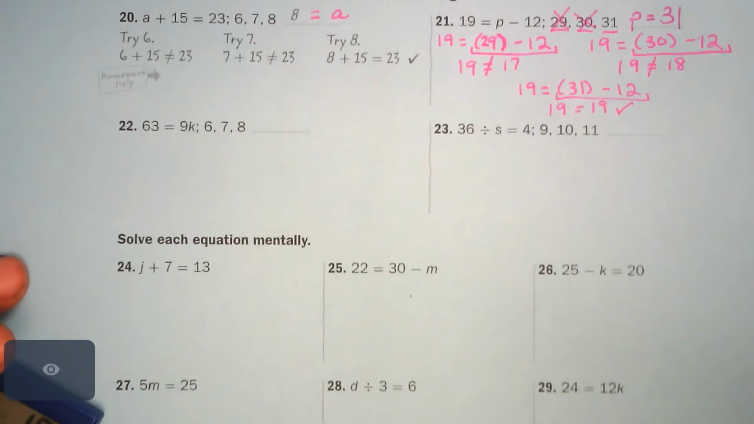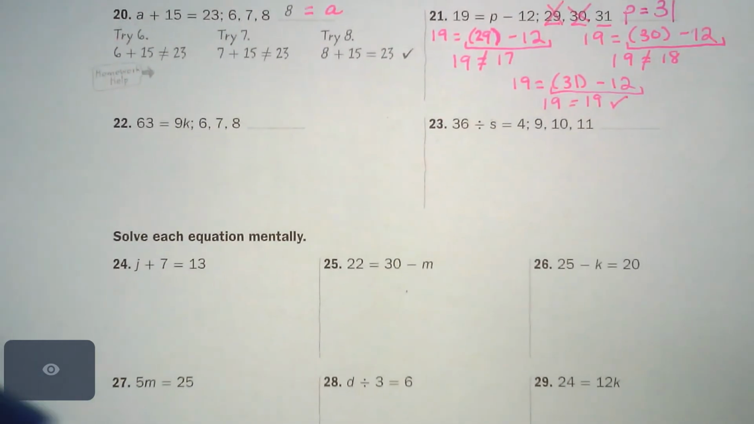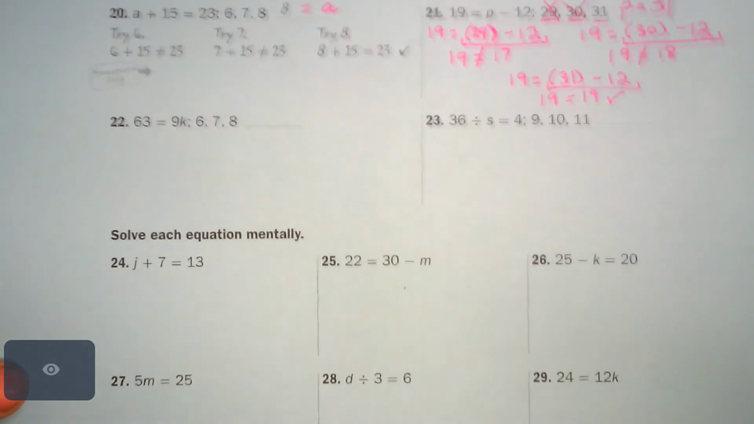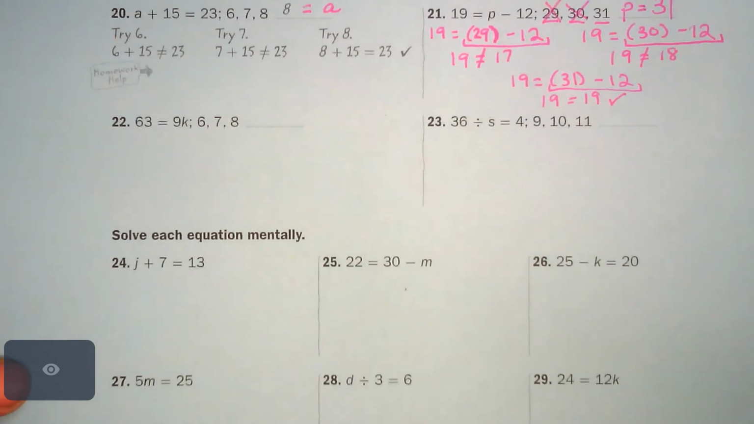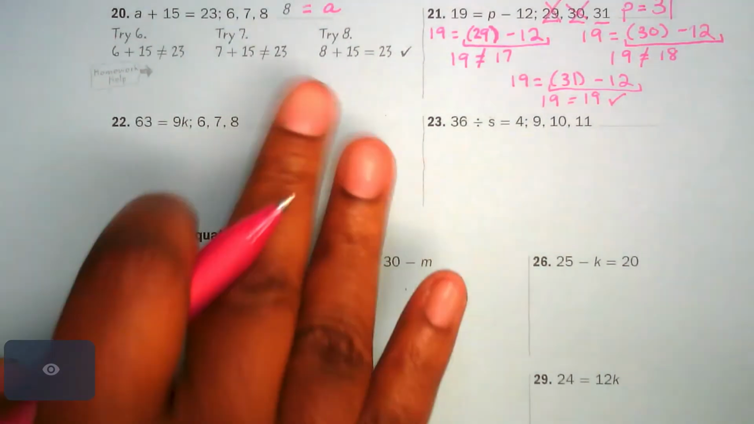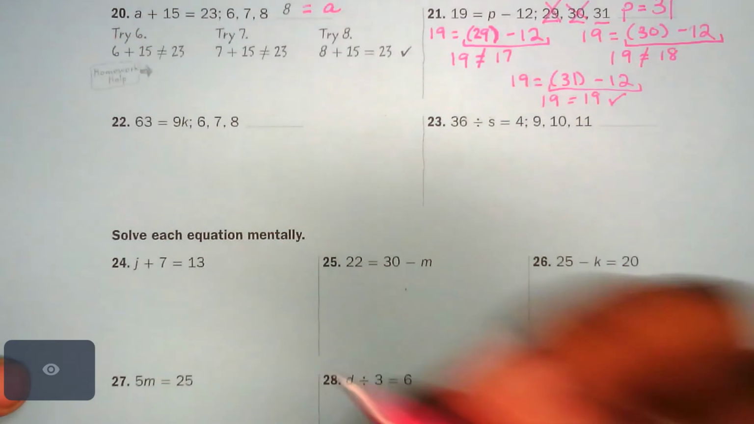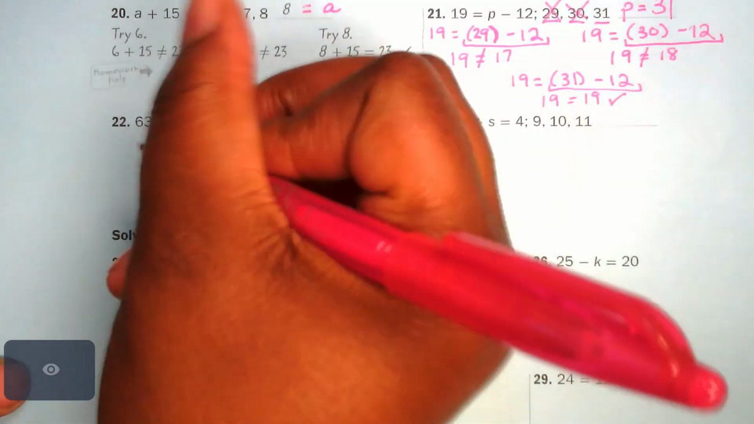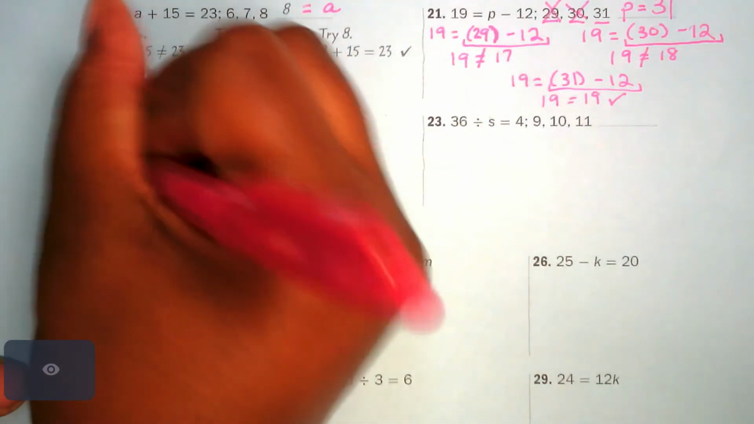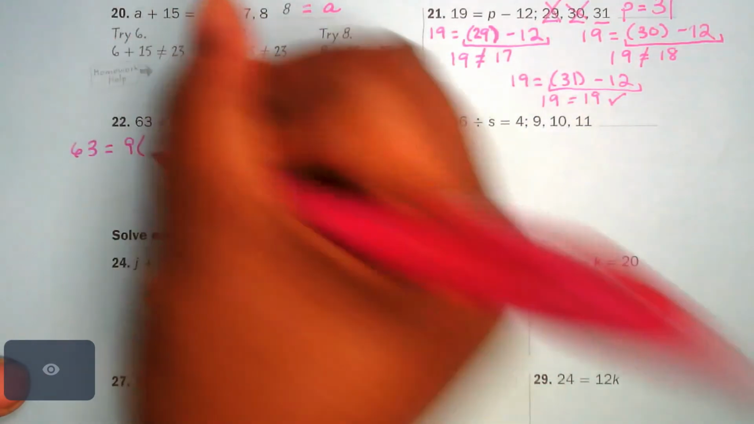All right, let's look at number 22. 63 equals 9K. And this one, you could do mental math, right? 9 times what number equals 63? Pretty easy. But let's go ahead and identify the solution using our substitution. So we have 63 equals 9 times a variable.